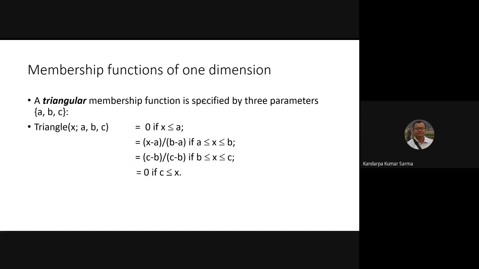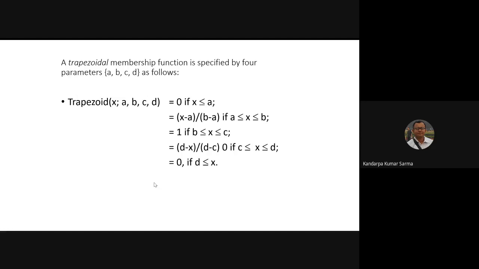We can have a triangular membership function specified by three parameters, a, b, c, and denoted by this particular function. Similarly, we can have a trapezoid membership function specified by x, a, b, c, d, and denoted by a function that is something like this.